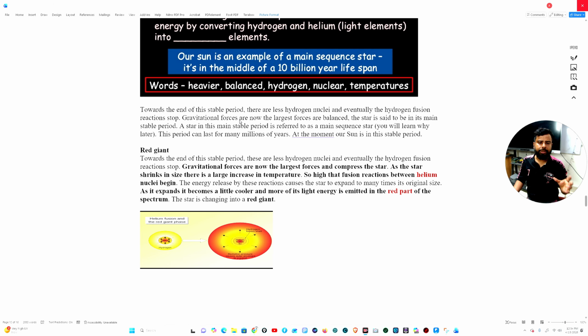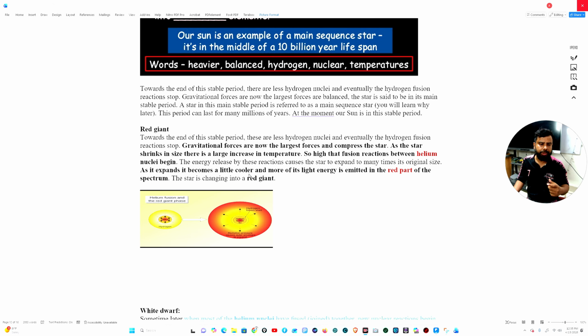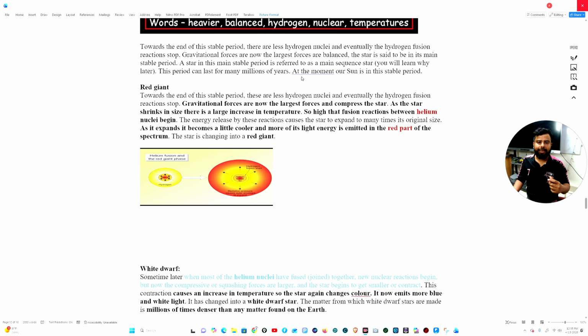Towards the end of the stable period, there is less hydrogen nuclei and eventually the hydrogen fusion reaction stops. Gravitational forces are now the largest force. When the forces are balanced, the star is said to be in the main stable period. A star in the main stable period is referred to as a main sequence star. At the moment, the sun is in a stable period.